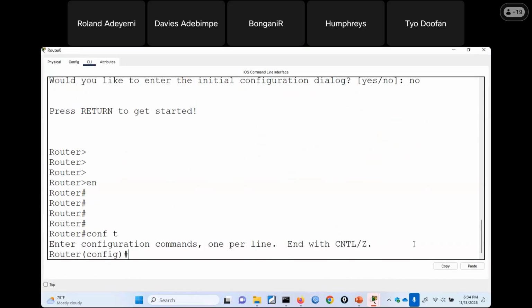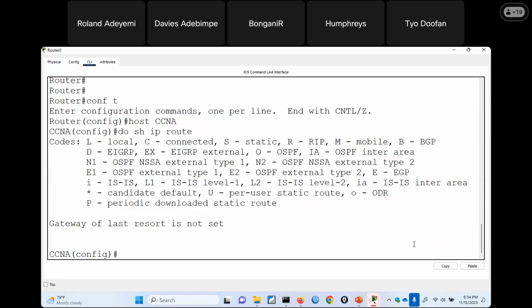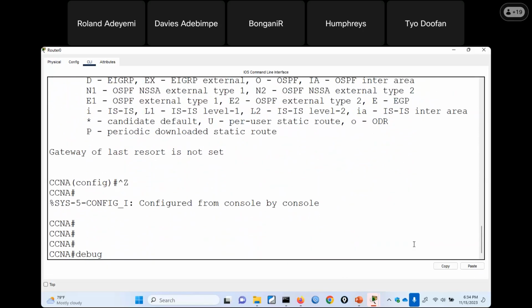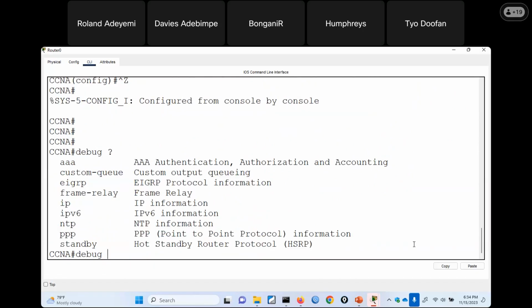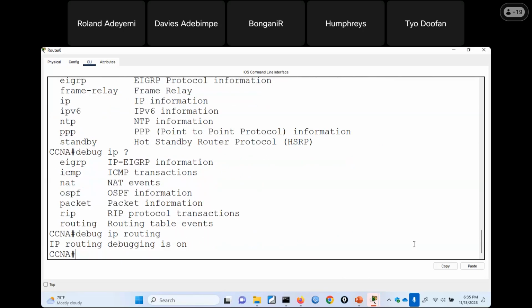Let's give this router a name. Do show IP route. You see there's nothing in the routing table, nothing except the codes. In fact, let me try something. There's a debug command I think I've used once. I think it's debug IP routing. Let me check this. It may work for us.